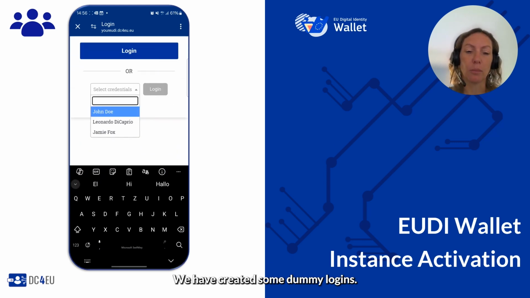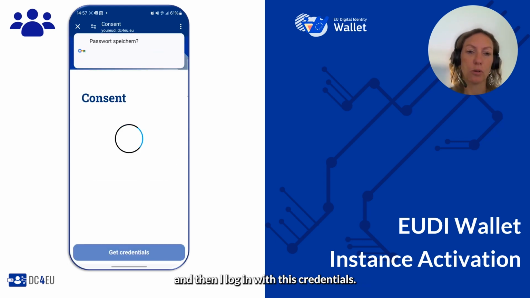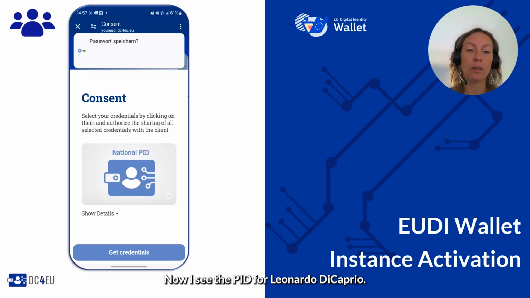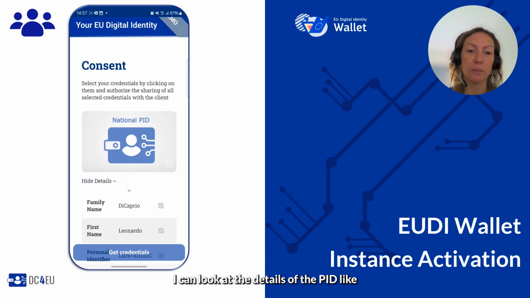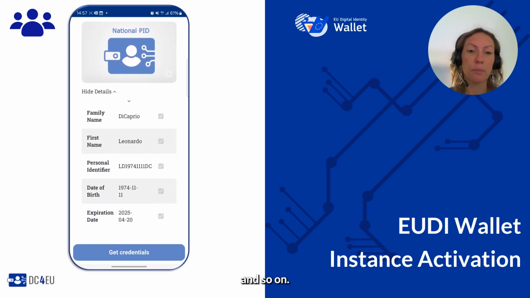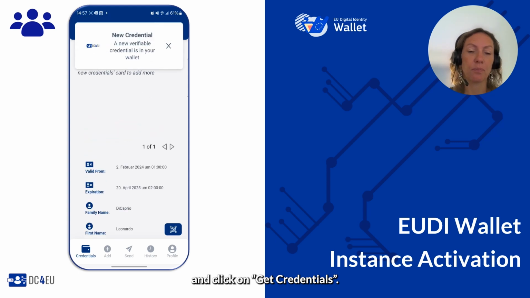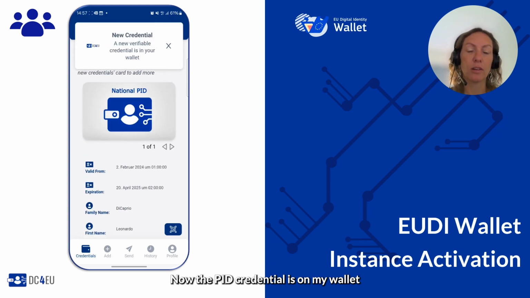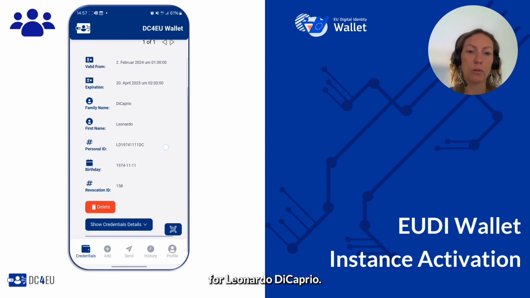We have created some dummy logins. I will use Leonardo DiCaprio for this demo. And then I log in with these credentials. Now I see the PID for Leonardo DiCaprio. I can look at the details of the PID, like name, birth date, and so on. I select the PID, confirm that I want to download it, and click on Get Credentials. Now the PID credential is on my wallet and it is ready to be used for Leonardo DiCaprio.